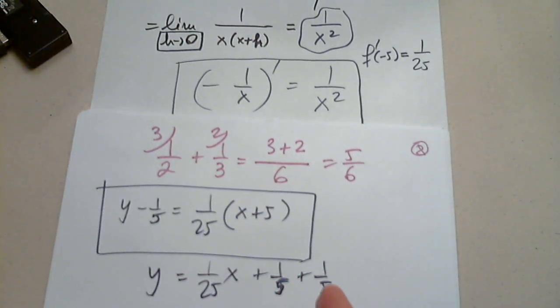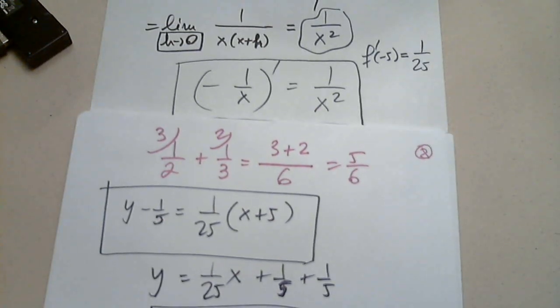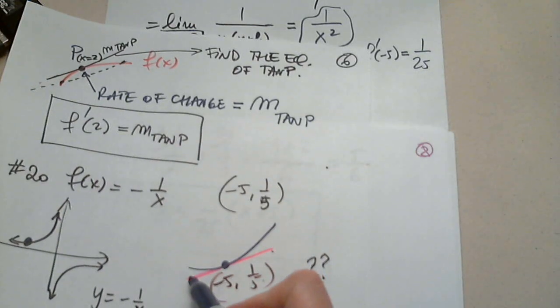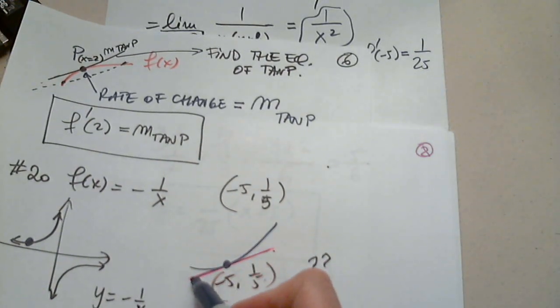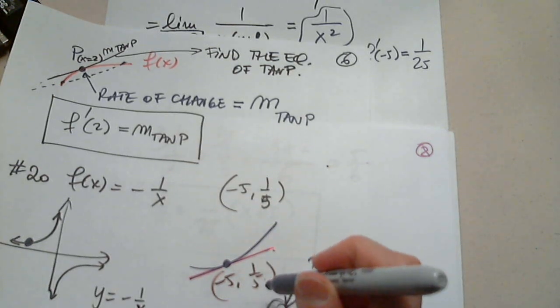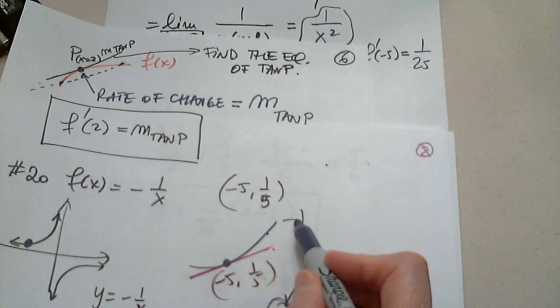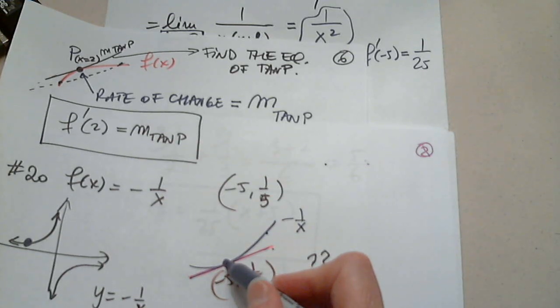1 apple plus 1 apple is 2 apples. What does this represent again? It's the equation of this line. The tangent line to the graph of the given function, negative 1 over x, at this point.